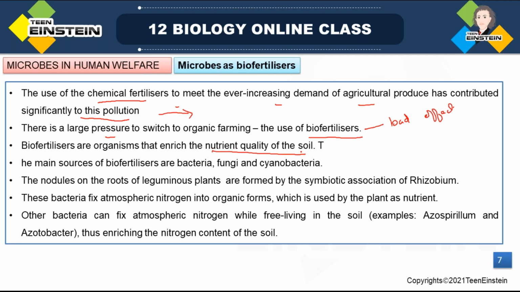Biofertilizers are organisms. These are the organisms which help in the improvement of the quality of the soil. They make the soil nutrient rich, enriching the nutrient quality of the soil. The main sources of biofertilizers are bacteria, fungi, and cyanobacteria.